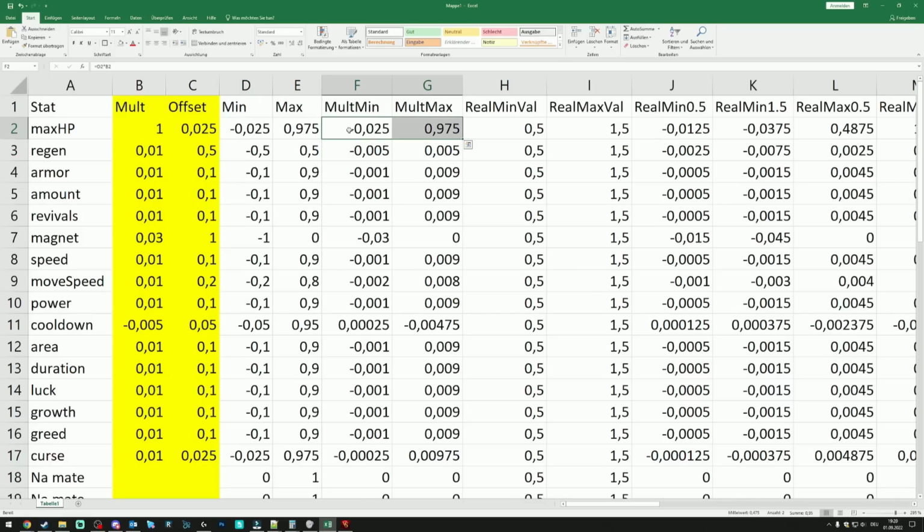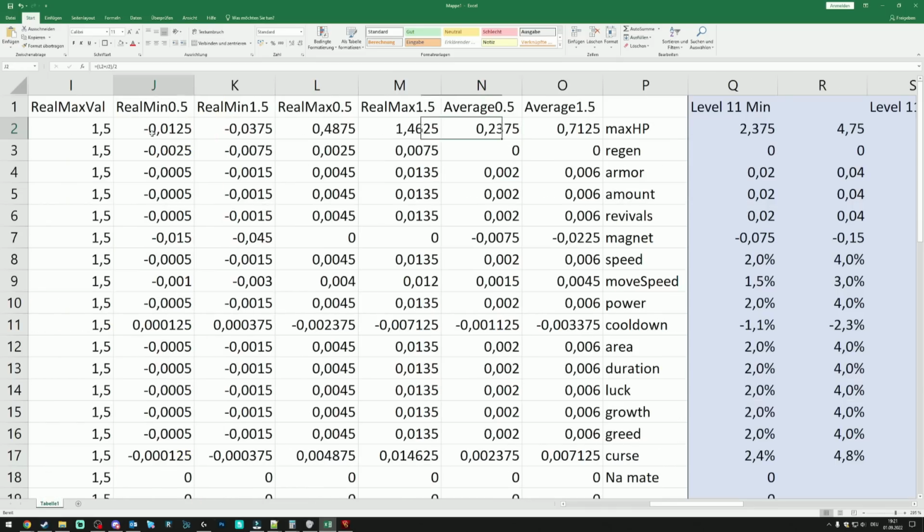Then they get multiplied with the multiplier. Here's a 1, so it doesn't change anything. Over here we have the two scenarios of 0.5 and 1.5. We don't have to write down the 1 because that's just the middle of both of them. And then, la-di-da, some magic happens, probably also a couple of mistakes, but we get an average value for whenever we have a 0.5 multiplier, as well as a 1.5 multiplier.